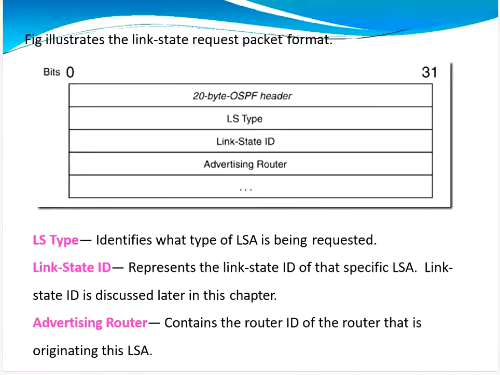The next field in the link state request packet format is the advertising router. It generally contains the router ID of the router that is originating this LSA. So this is all about the link state request packet. If a particular part of the database is missing, in that case we will use this link state request packet.